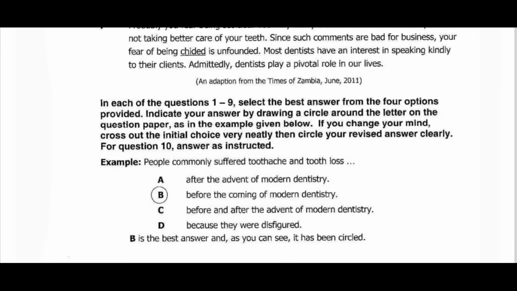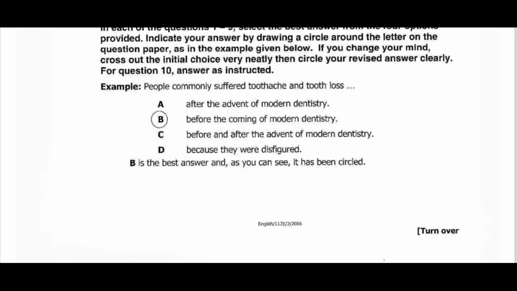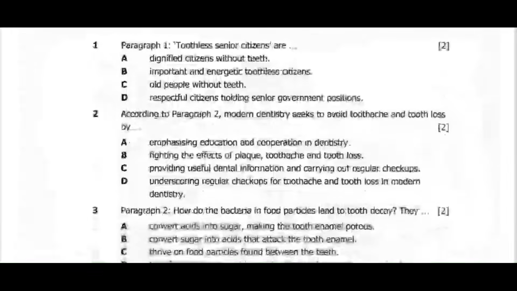So in each of the following questions, 1 to 9, select the best answer from the 4 options provided. Indicate your answer by drawing a circle around the letter on the question paper, as in the example given below. If you change your mind, cross out the initial choice very neatly, then circle your revised answer clearly. For question 10, answer as instructed. Okay, so now let's look at the first question.